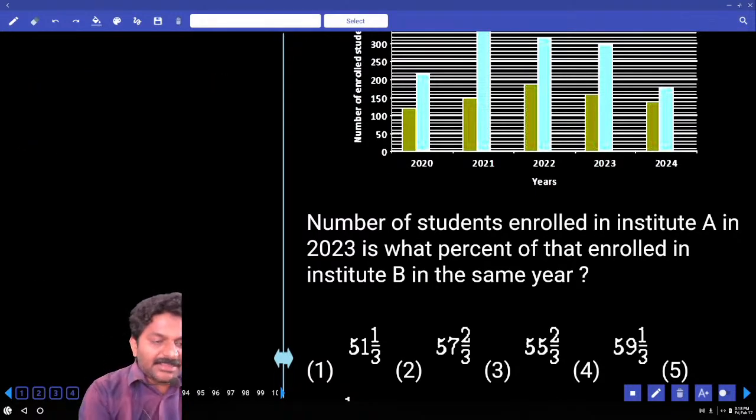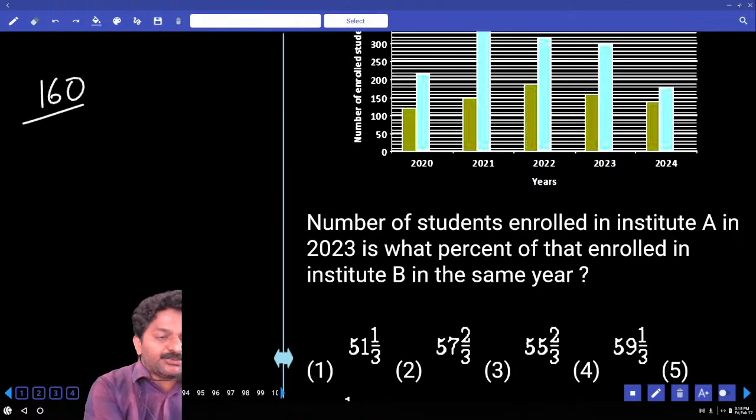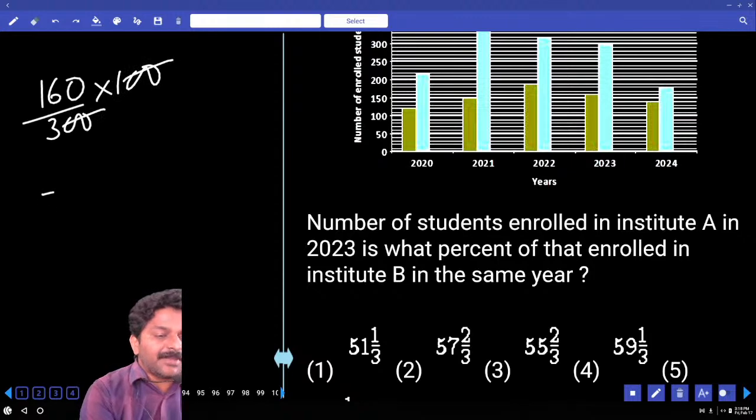So 160 is what percentage with respect to 300? Yes? 160 by 3, 53 1/3 percentage.